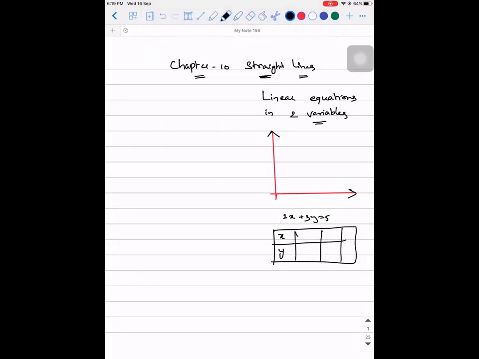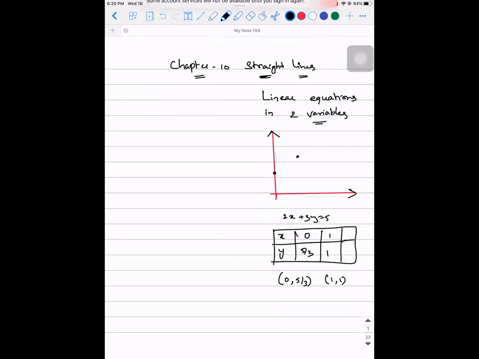Do you remember this or not? Yes, sir. By doing so, you get different coordinates. For example, when you put x is equal to 0, you will get y is equal to 5 by 3. So you got one of the coordinates as (0, 5/3). Let's say when you put x is equal to 1, you get y as 1. So you will get the point as (1, 1). So (0, 5/3), (1, 1).